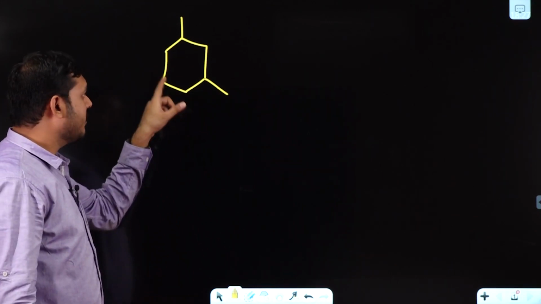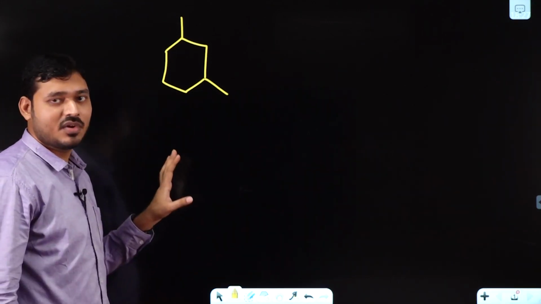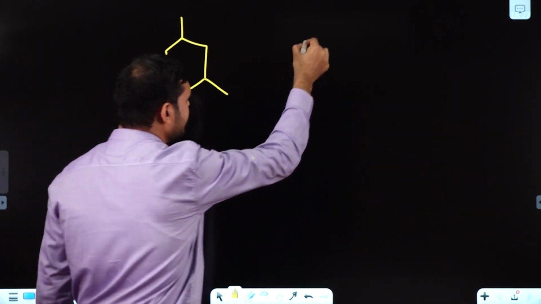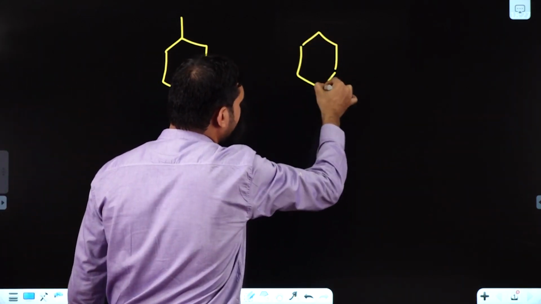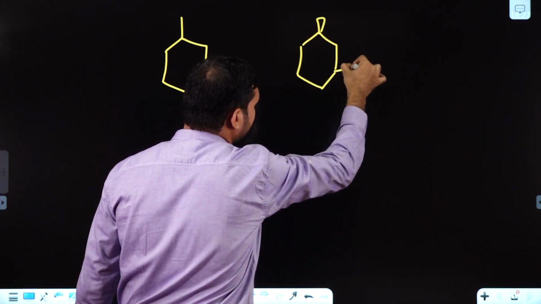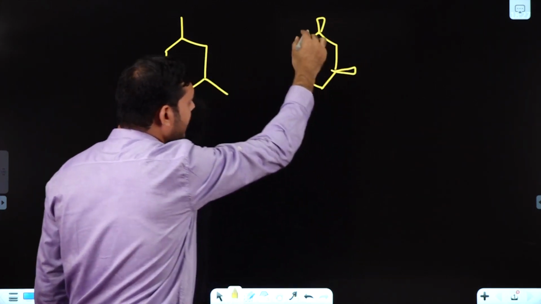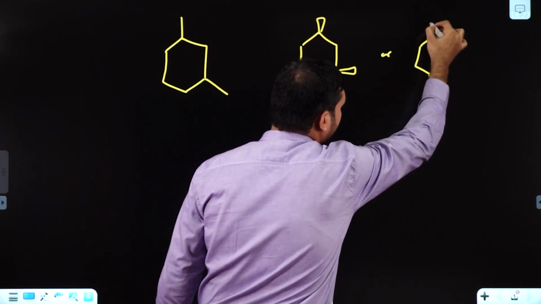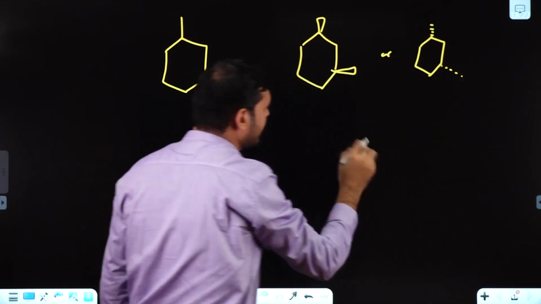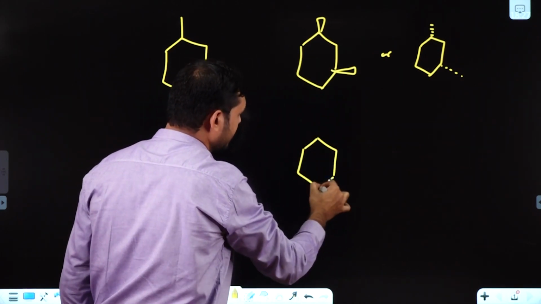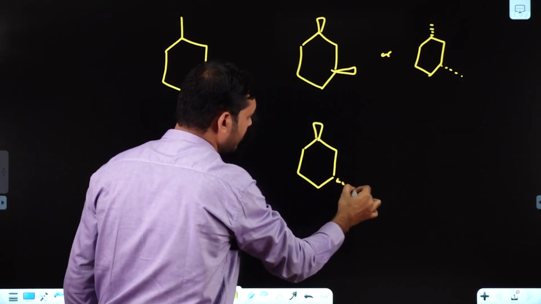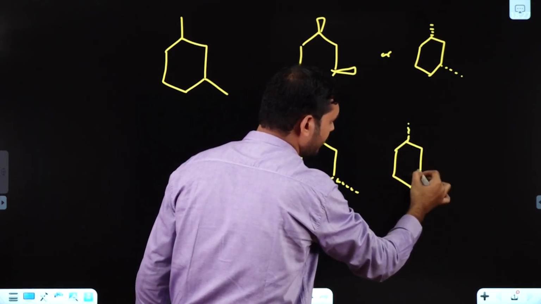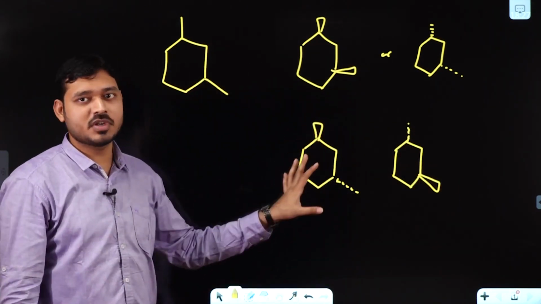Now this is simply 1,3-dimethyl cyclohexane. Okay, now what are the possibilities for this compound? I am just making an observation. See, if I check both the methyls in wedge or both the methyls in dash, see, I have drawn four possible cases.